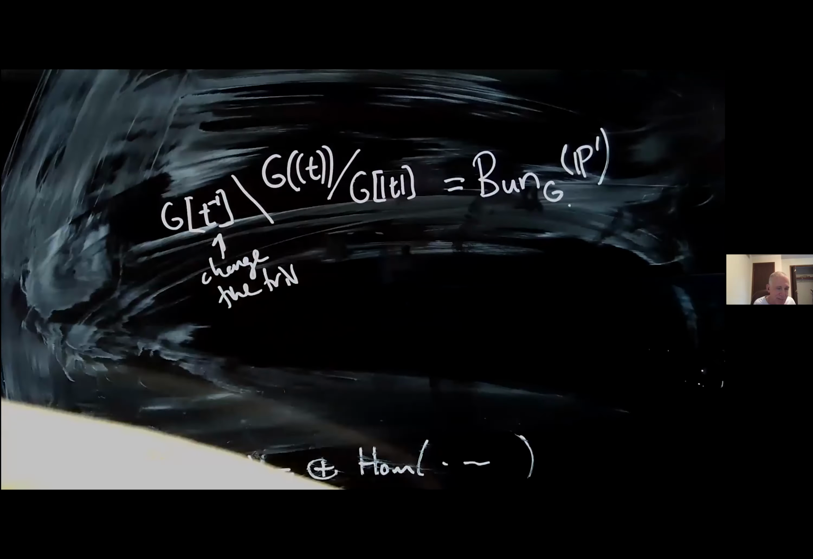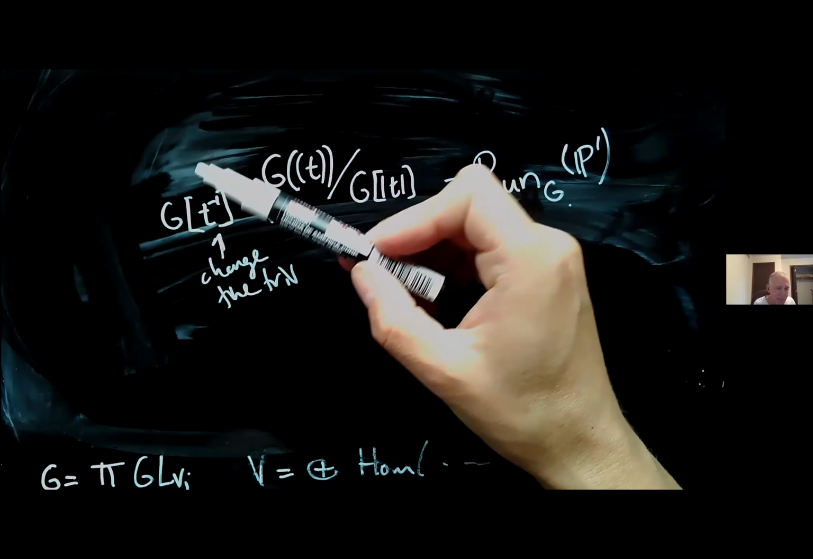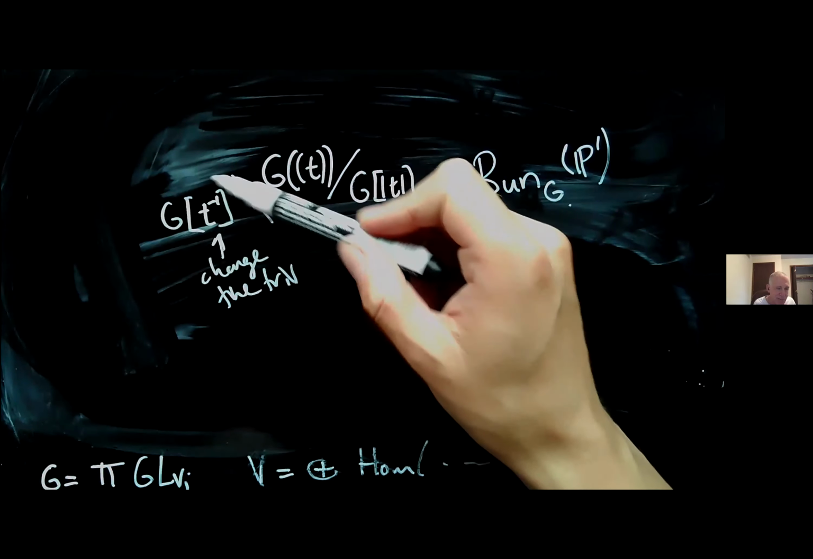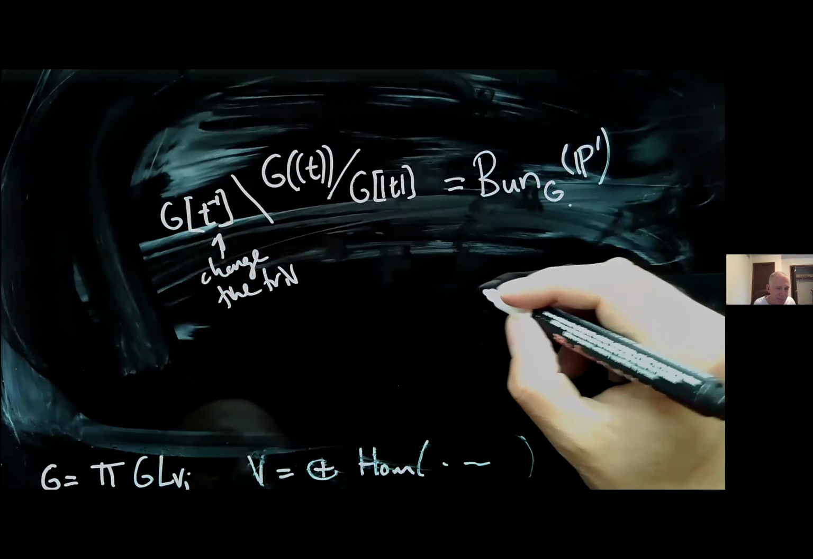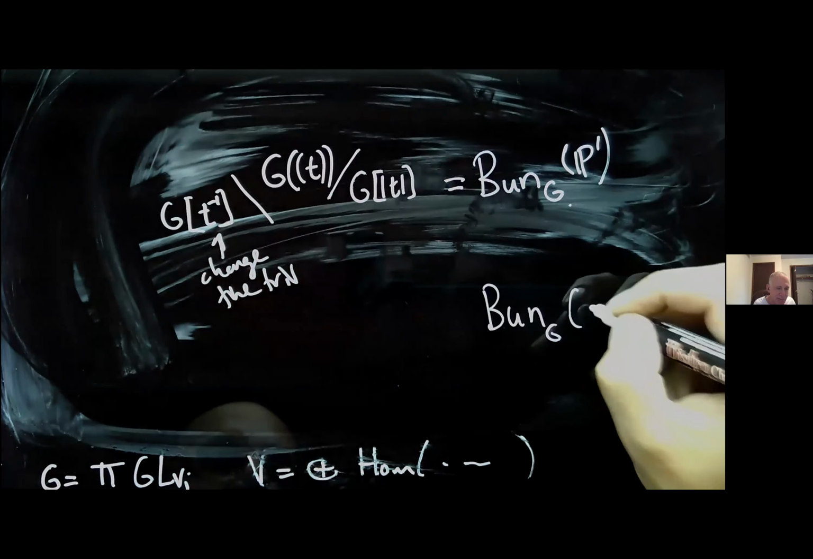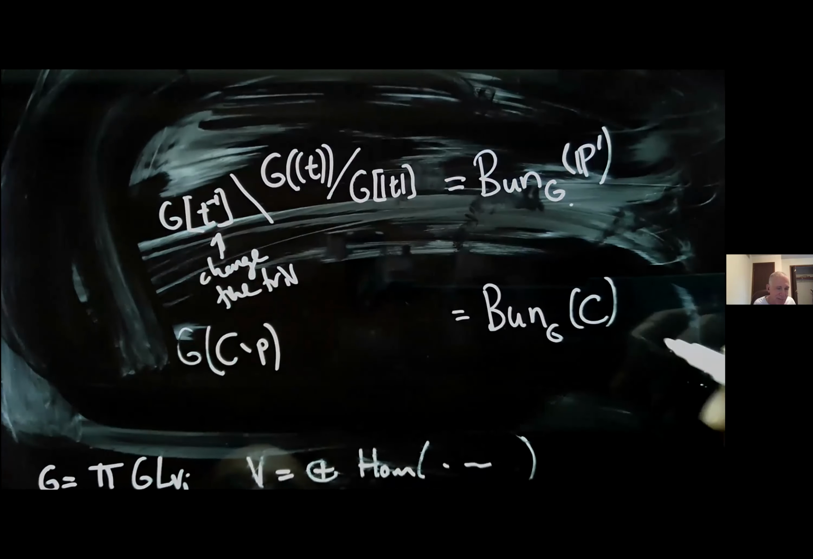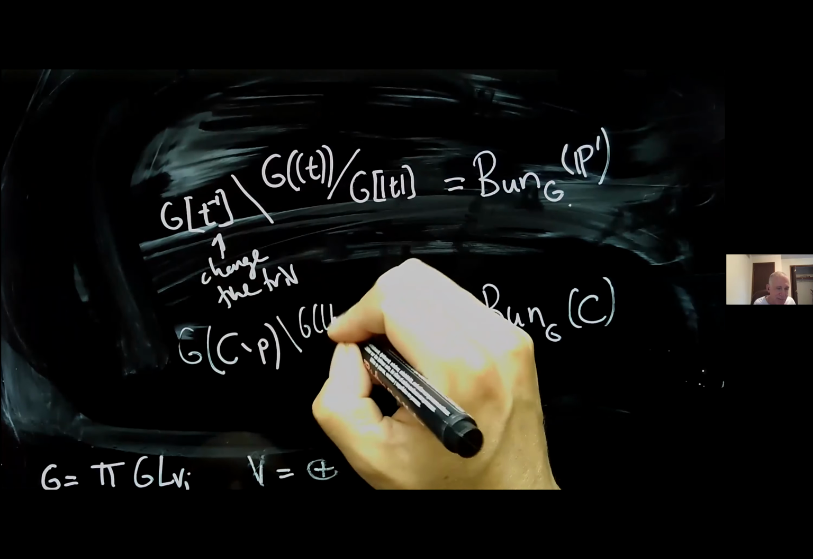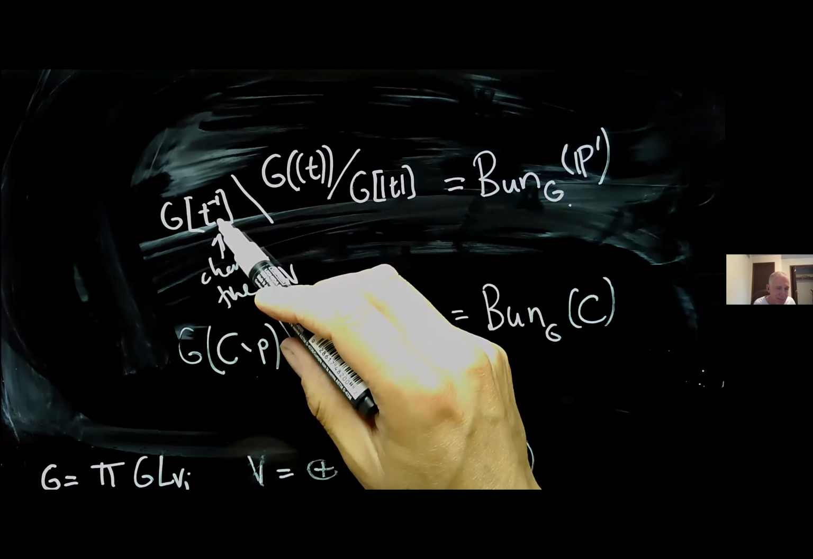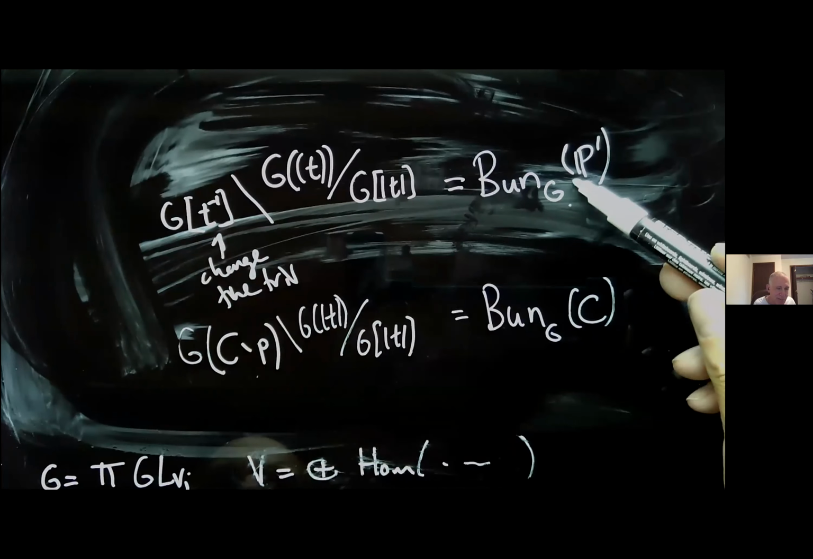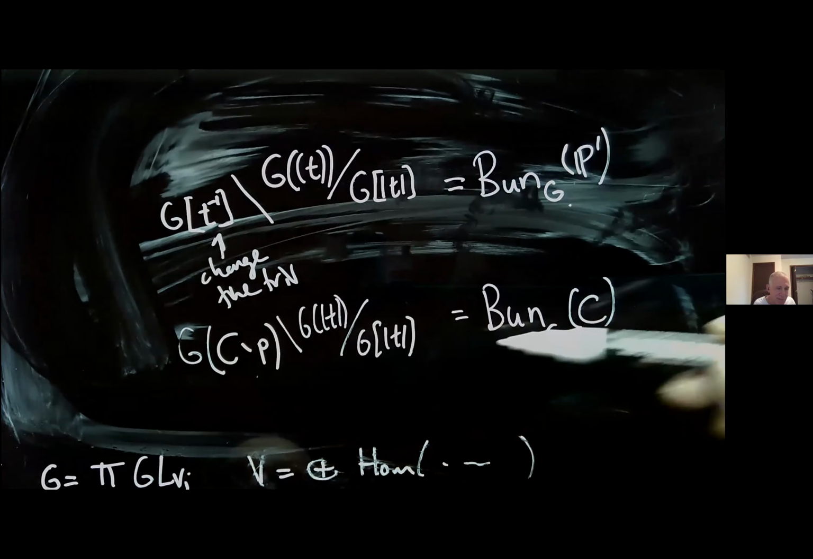Yeah, on an arbitrary curve there's a similar statement, but a less useful one, where this group would be replaced by G of the functions on C minus the special point, the punctured curve. This group is much smaller than this one in general, which means this one is much bigger and more interesting. Usually this one is pretty hard to understand.